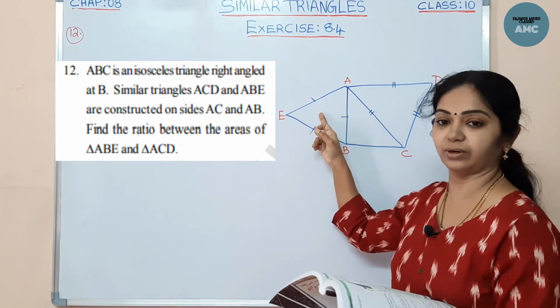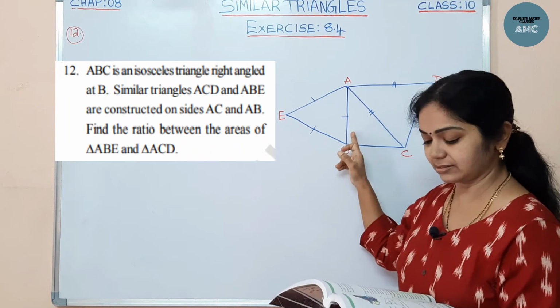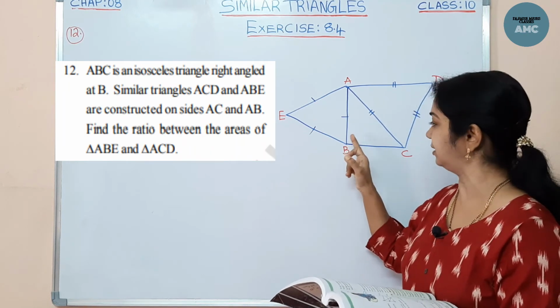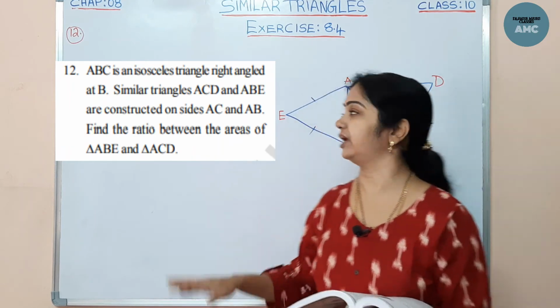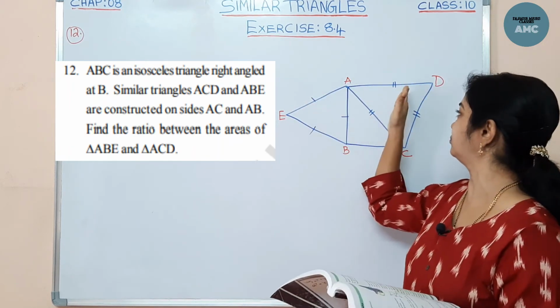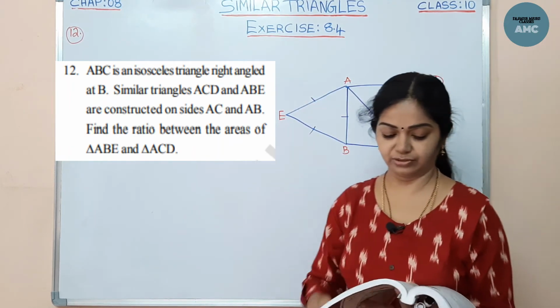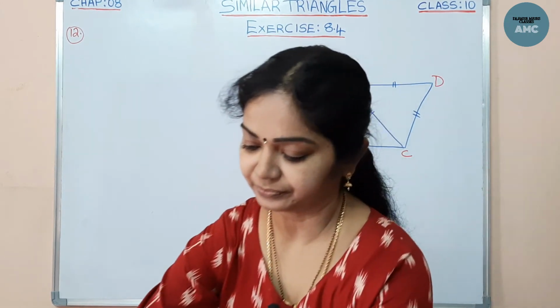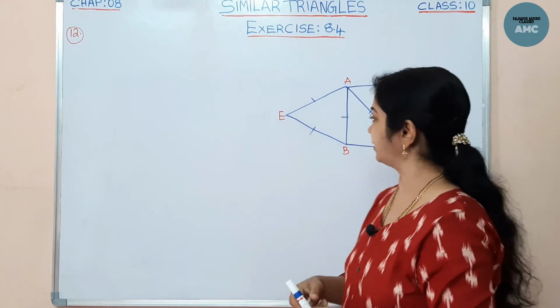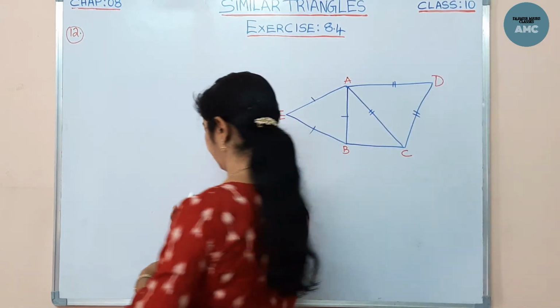These are given already that they are similar triangles, and this is an isosceles right angle triangle here. Now find the ratio of the area of ABE to the area of ACD, we need to find. Okay, here this is a 12th problem. Now let's start.